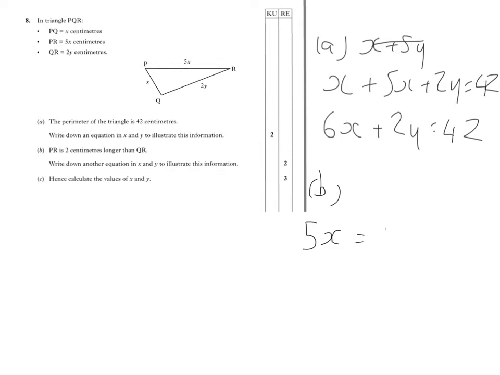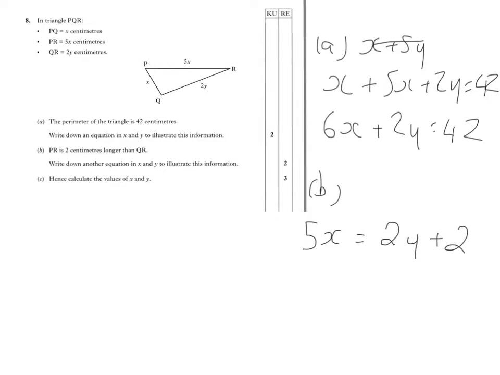Well, that means it's equal to QR, which is 2y plus 2. So PR, which is 5x, is 2 centimetres longer than QR, which is 2y. So that means 5x must be equal to 2y plus 2. And that's part B. Part C, calculate the values of x and y.